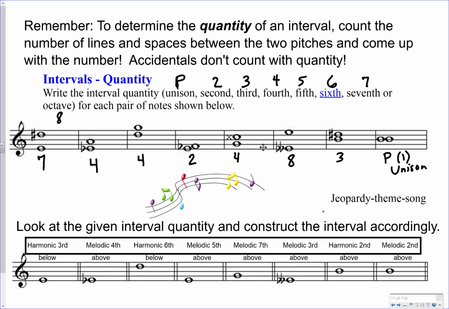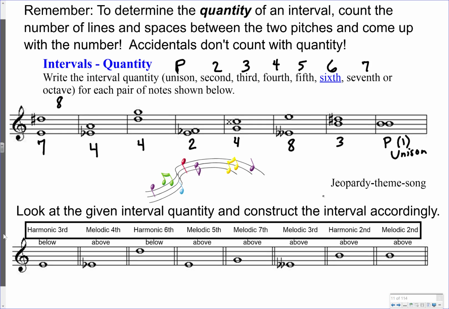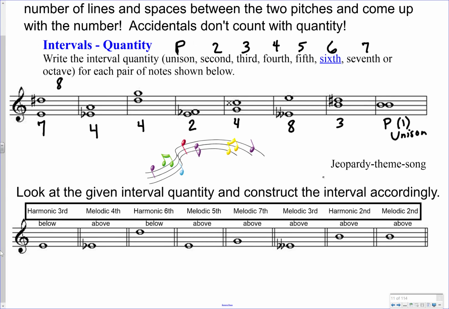Okay, so hopefully you remember what harmonic and melodic means, because those are two different types of intervals. Remember that harmonic intervals sound simultaneously, so they'll be one on top of another, and melodic intervals are in succession, one before the other. Because now our next activity is to look at the given interval quantities and construct the interval accordingly. So you're actually going to now notate an interval. And remember, we're not doing any accidentals. All we want to do is look at the given information and supply an answer.